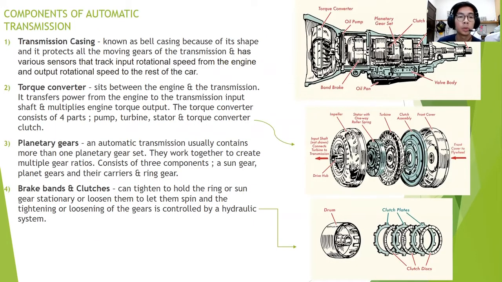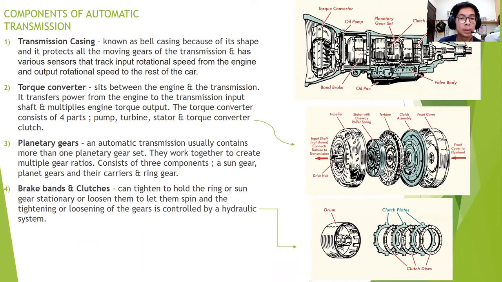Next, we go to the components of automatic transmission. Firstly, transmission casing, known as bell casing because of its shape, and it protects all the moving gears of the transmission and has various sensors that track input rotational speed from the engine and output rotational speed to the rest of the car. Secondly, torque converter.